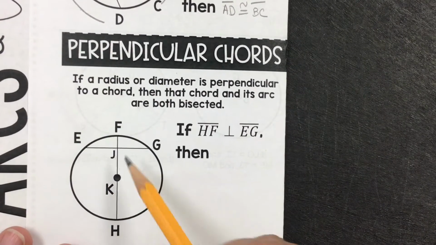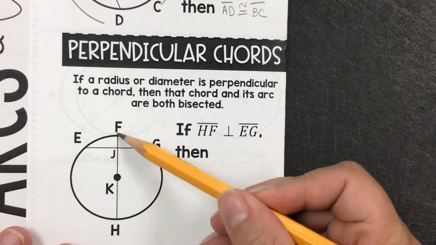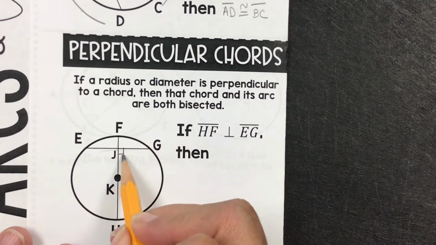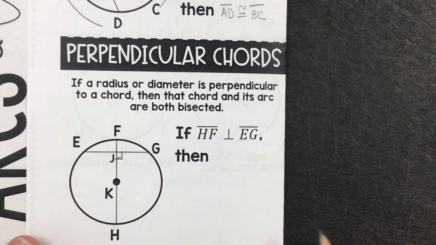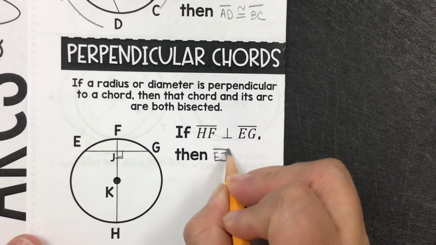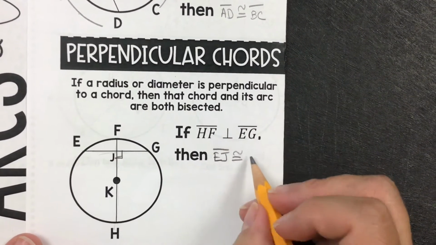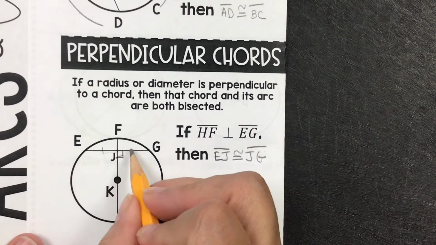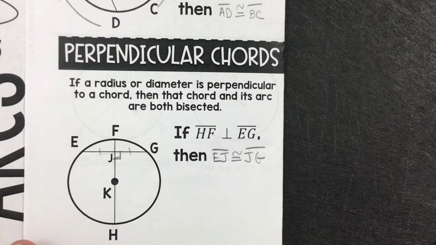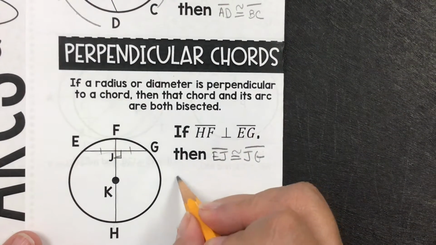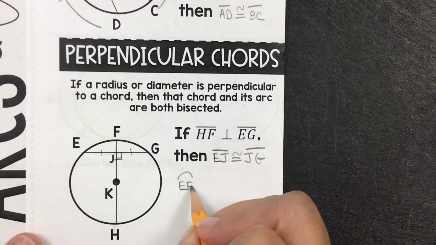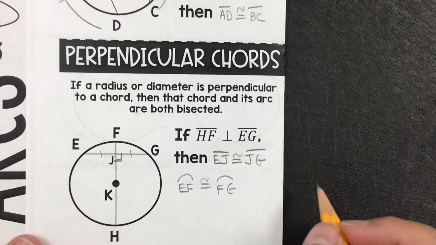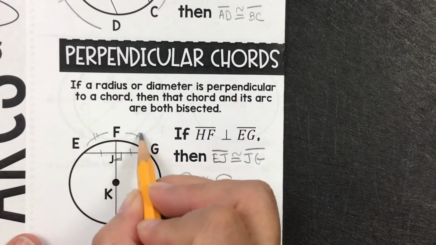What they're saying is that if HF and EG are perpendicular, that means at 90 degrees, then we know that EJ is going to be congruent to JG. So this little segment equals this little segment. We will also then know that the arc EF is going to be congruent to the arc FG. Now this one is equal to this one.